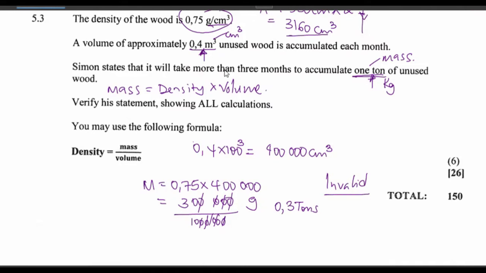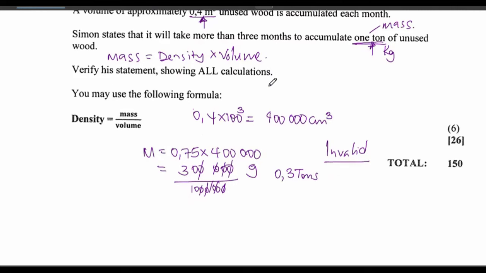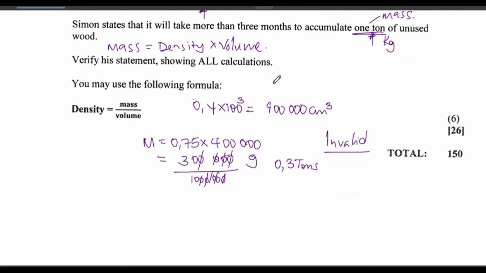No, it will take more than one ton. Oh yeah, no, the statement is valid, sorry. Because if you use this and multiply by 3, you have 0.9 tons. Ton actually, not tons, because it's 0 comma. So we need another month, which is more than 3 months. So the statement is what? Valid. This brings us to the end of the question.